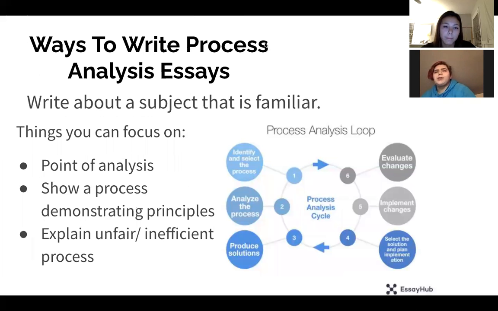Ways to write process analysis essays. You want to try to write about a subject that is already familiar to you so you can expand on thoughts you already have before some research. While writing, you can also focus on a point of analysis that you can develop into a thesis statement. The essay can show a specific process to demonstrate a topic more generally. A process analysis essay can also explain an unfair or inefficient process that is less likely to actually work.